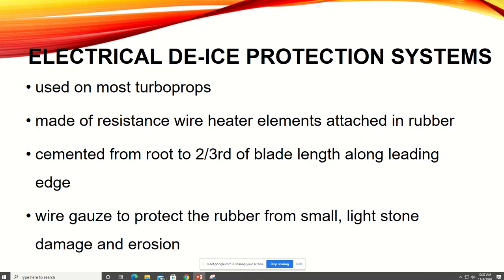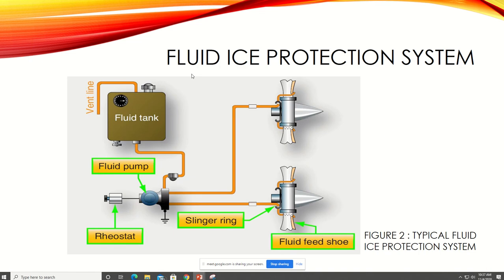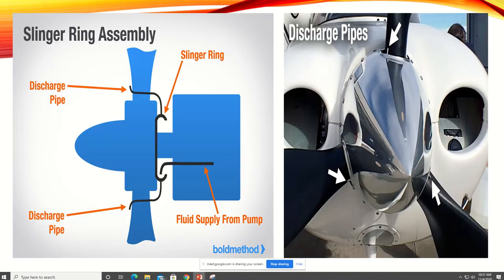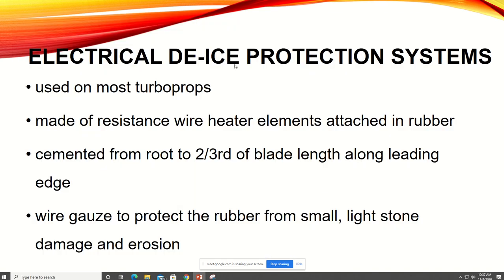Normally the fluid ice protection system is used in small GA, general aviation aircraft. Electrical de-ice protection system is what most turboprops use nowadays. It is made of resistant wire heater element attached in rubber, in the boot area, cemented from root to 2/3 of blade length along the leading edge. So we will go through what is meant by point number 2 and point number 3. Last one, wire guards to protect the rubber from small light stone damage and erosion.